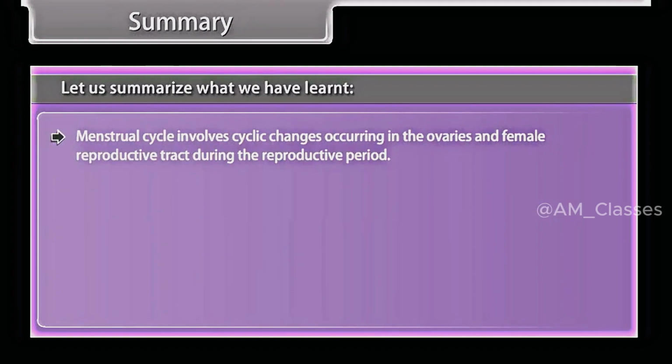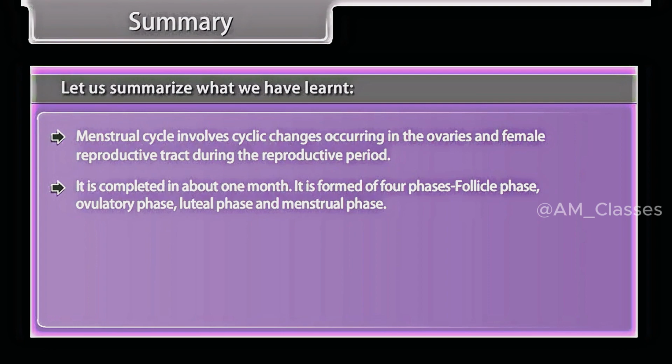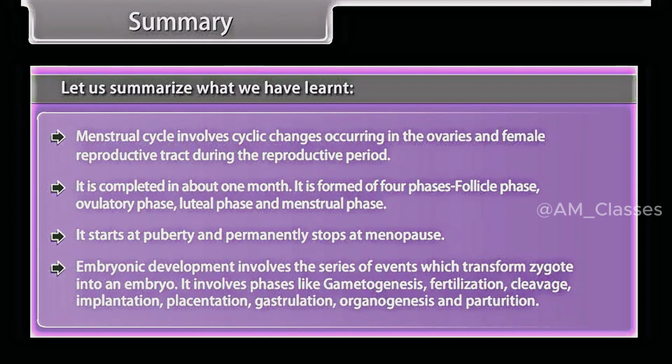Menstrual cycle involves cyclic changes occurring in the ovaries and female reproductive tract during the reproductive period. It is completed in about 1 month. It is formed of 4 phases: follicular phase, ovulatory phase, luteal phase, and menstrual phase. It starts at puberty and permanently stops at menopause. Embryonic development involves the series of events which transform zygote into an embryo. It involves phases like gametogenesis, fertilization, cleavage, implantation, placentation, gastrulation, organogenesis, and parturition.